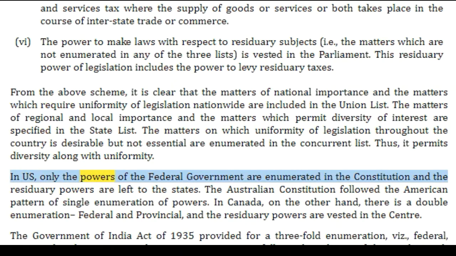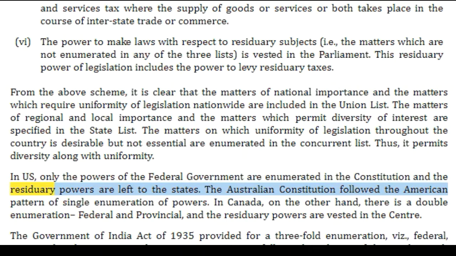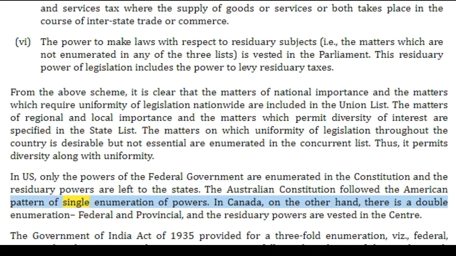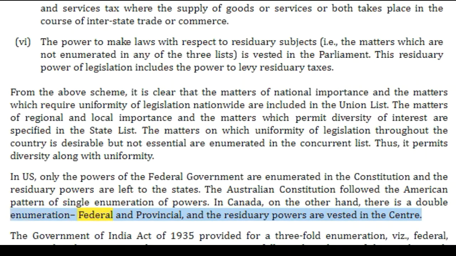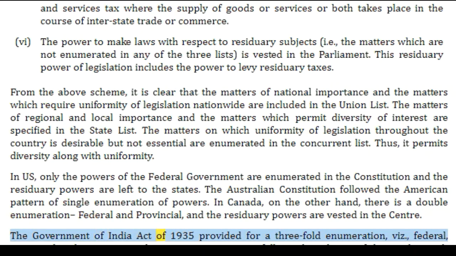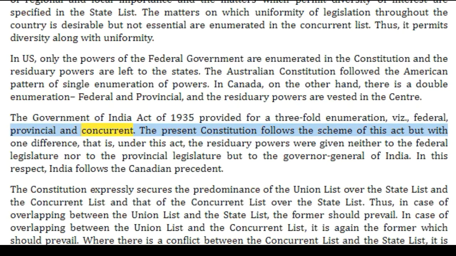In US, only the powers of the federal government are enumerated in the Constitution and the residuary powers are left to the states. The Australian Constitution followed the American pattern of single enumeration of powers. In Canada, on the other hand, there is a double enumeration, federal and provincial, and the residuary powers are vested in the centre. The Government of India Act of 1935 provided for a threefold enumeration, viz., federal, provincial and concurrent.